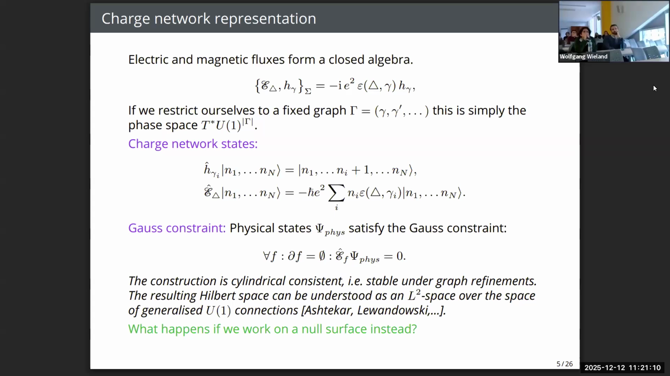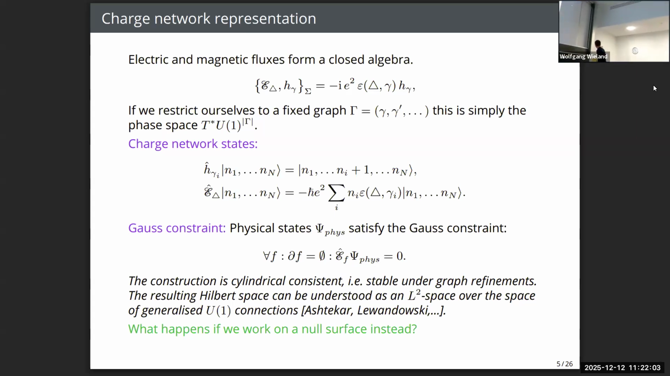And then we can restrict ourselves to a fixed graph, so just a collection of such paths. For instance, a graph dual to a triangulation, and we can quantize them very easily just by saying that the holonomies act as shift operators, whereas the electric fluxes just count these flux quantum numbers. This is essentially the quantization of T star of U1 to the number of paths in the graph. And the Gauss constraint then tells us that these quantum numbers cannot be arbitrary. Whenever these paths meet at the vertex, the charge quantum numbers must sum up to 0. This is just the vanishing of the total electric field.